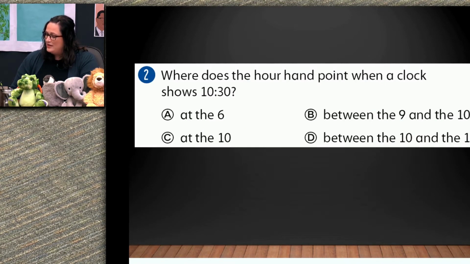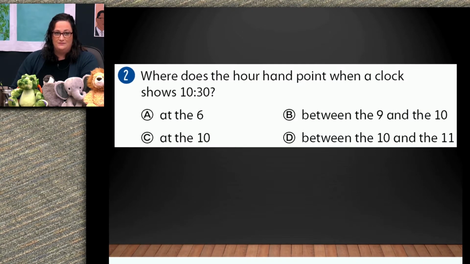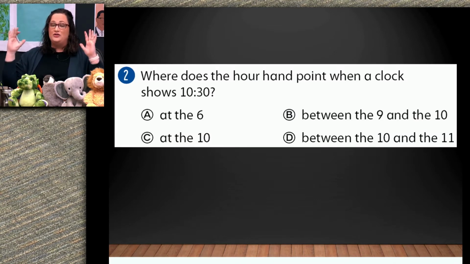Where does the hour hand point when a clock shows 10:30? So I want you to think about a clock. I'm not going to show you the clock on purpose. I want you to visualize the clock in your head and it's showing 10:30. Where is the hour hand pointing?